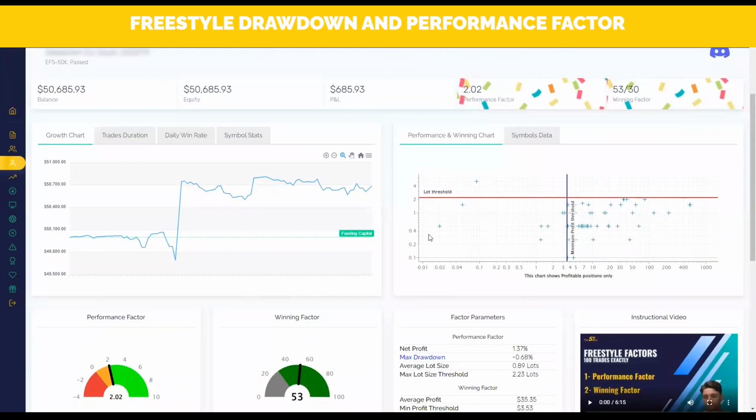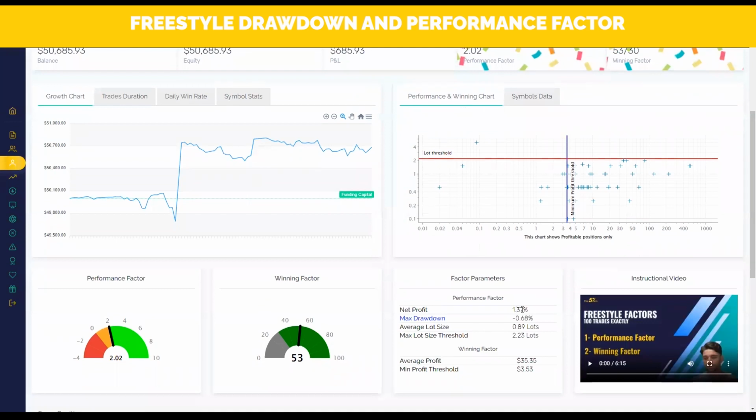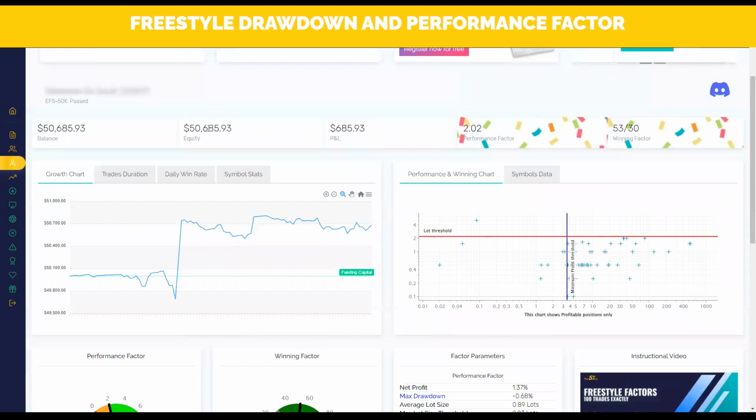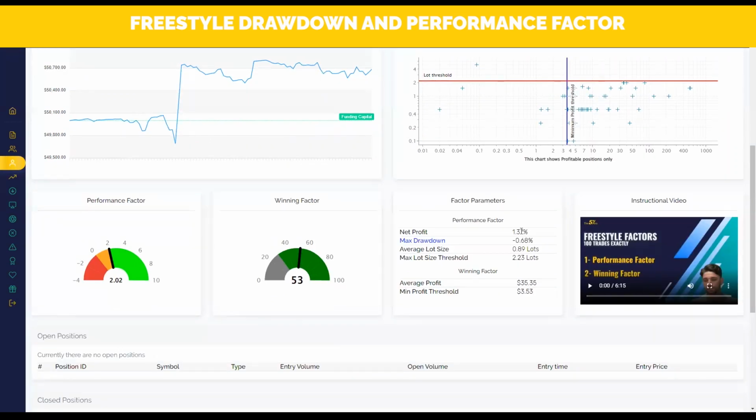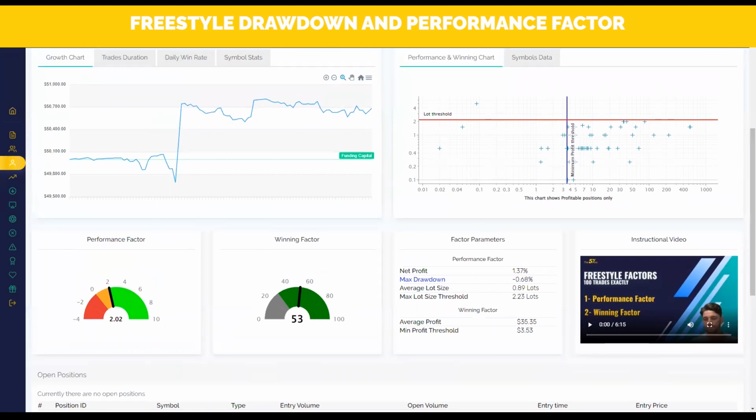So he is funded with only 1.37 net profit. So he didn't reach more than 2% on net profit, and he's still funded. Now he has a live account. So that's a very important message and a very important factor of the freestyle. You don't have to have a very large net profit. You can get funded with as little as 1%, 2% gain as long as you conserve and you keep your drawdown small. So these guys are funded.